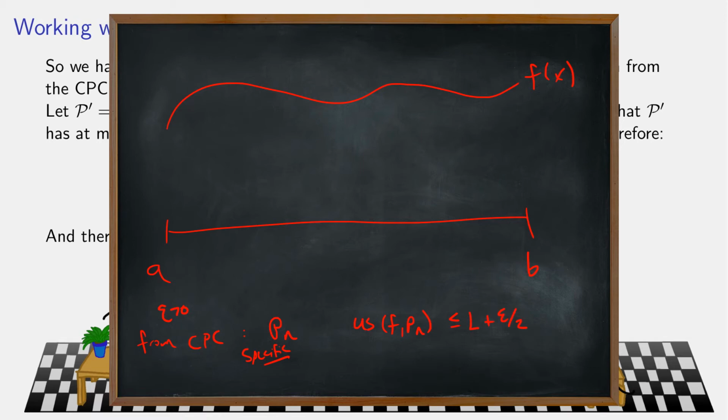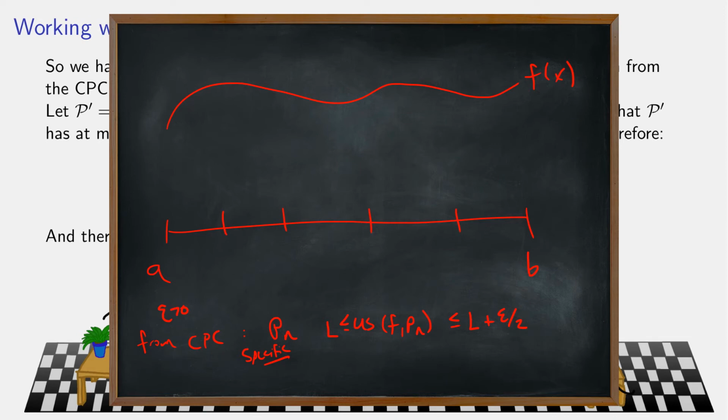Remember, the upper sums on this specific sequence were decreasing towards L, so I know that this is bigger than or equal to L, and now I'm picking n large enough to make it within epsilon over 2. So I'll put that in red. I don't want to make it too fine because the picture is just going to get ugly.